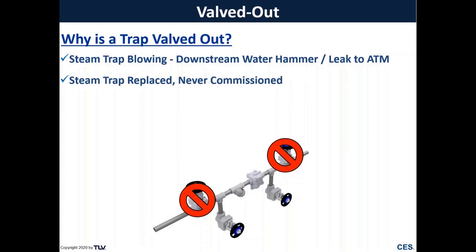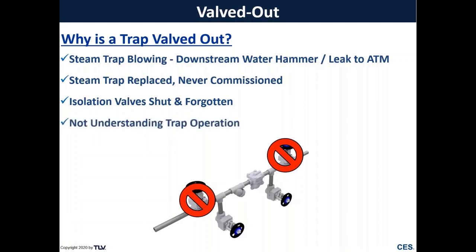Sometimes the steam trap is replaced, but it's never commissioned. And so you install a brand new steam trap, that's awesome, but the isolation valves are never opened to allow the steam trap to operate properly. Sometimes the isolation valves are just shut and then forgotten about. It gets shut at one point, and then the new shift comes on and they didn't know it got closed, and eventually it just gets forgotten, left that way.